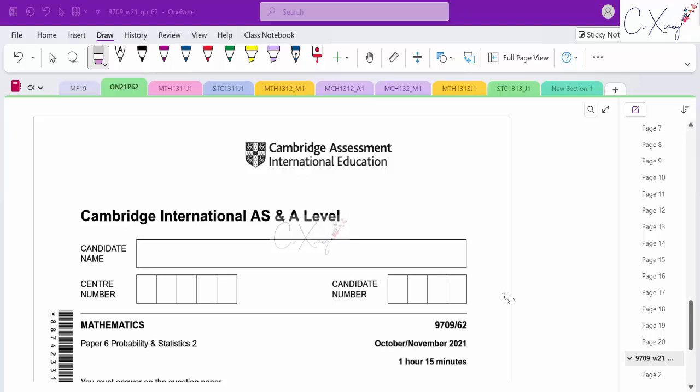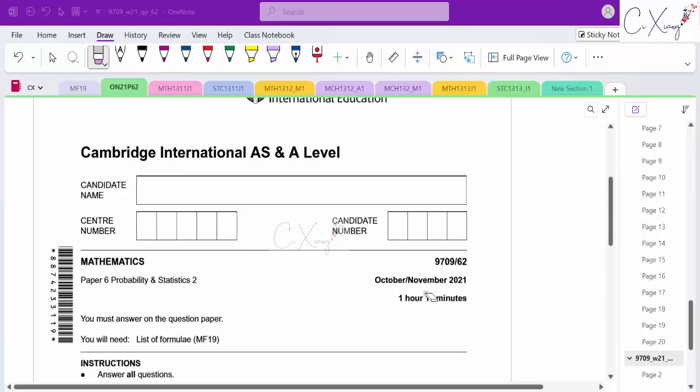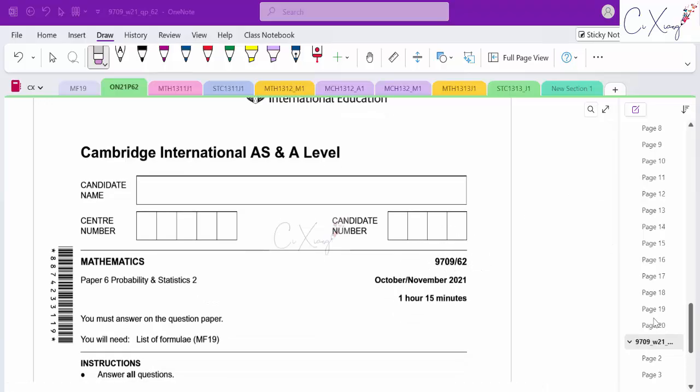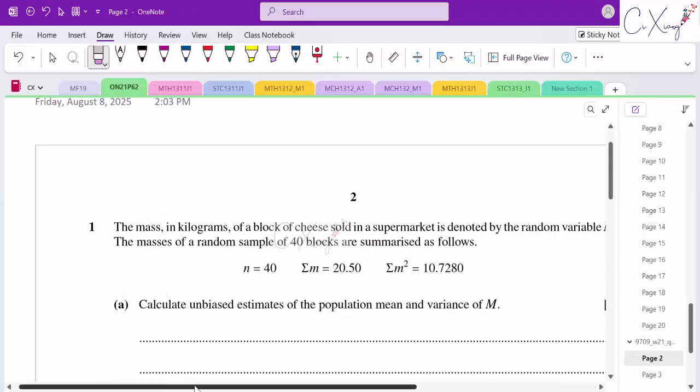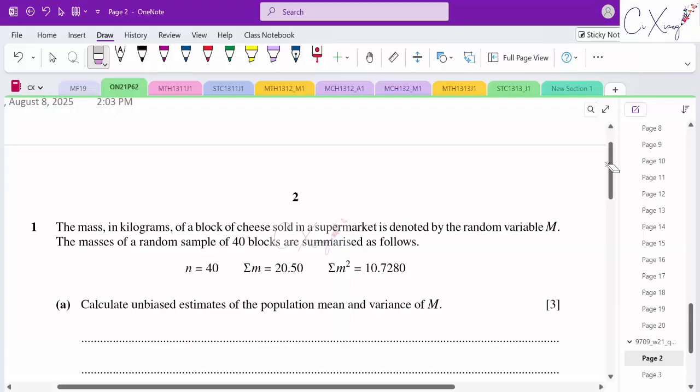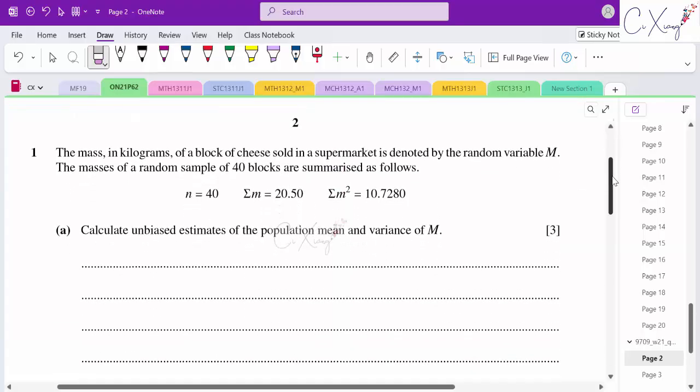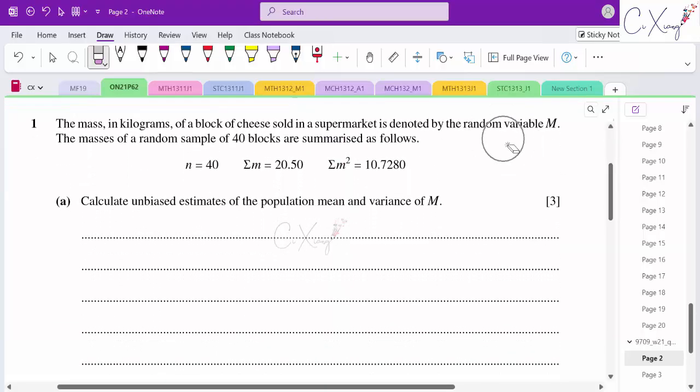Alright, so for this video, we'll be discussing a past year paper for October/November 2021, paper 6.2. So let's have a look at the first question. We are given the mass in kilograms of a block of cheese sold in the supermarket. It's denoted by the random variable M.